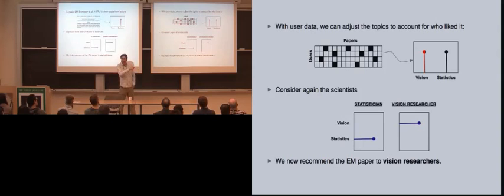From this data, intuitively, we should be able to see, well, all the computer vision researchers are reading the EM paper. All right, so what I want to do then is adjust my representation of the EM paper as not just being about statistics, but also being about computer vision, in the sense that that describes who's reading it. Okay? Now, consider again my scientists. I'm going to recommend the EM paper both to statisticians and to computer vision researchers.